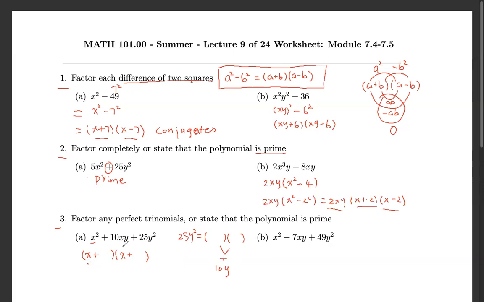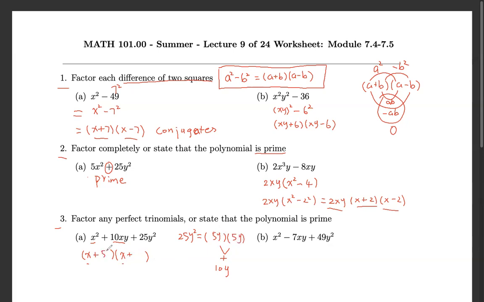Because x comes from here. So you see this middle term is 10xy. The x comes from the first term. So 10y. So this is what we want. So 2 factors here, this guy and this guy, multiply to be 25y squared. Add together to be 10y. Well, that's 5y, right? Because 5y plus 5y is 10y. 5y times 5y, that's 25y squared.